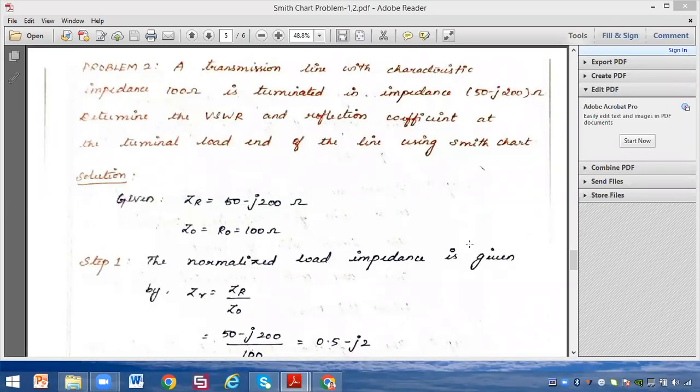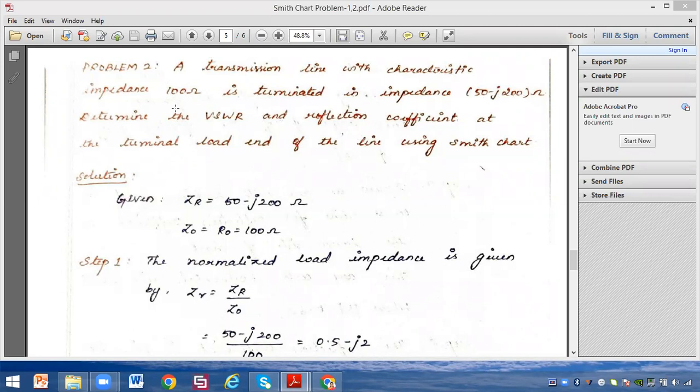Hello everyone. In this video, we are going to solve a Smith chart problem. A transmission line with characteristic impedance 100 ohm is terminated in impedance 50 minus j200 ohm. Determine the voltage standing wave ratio and reflection coefficient at the terminal load end of the line using Smith chart.